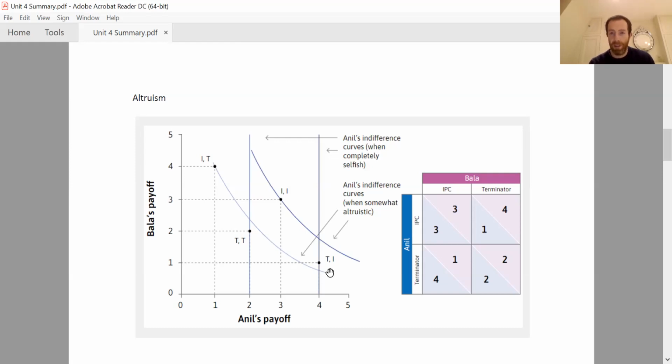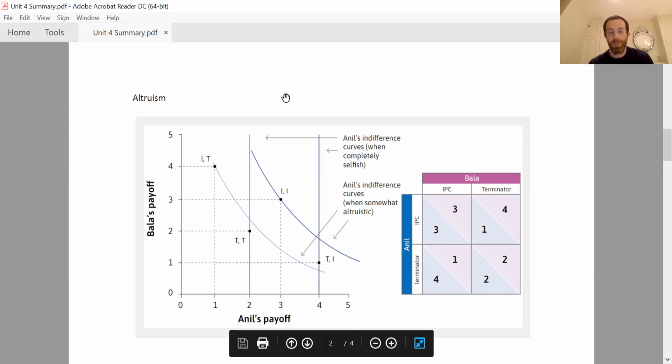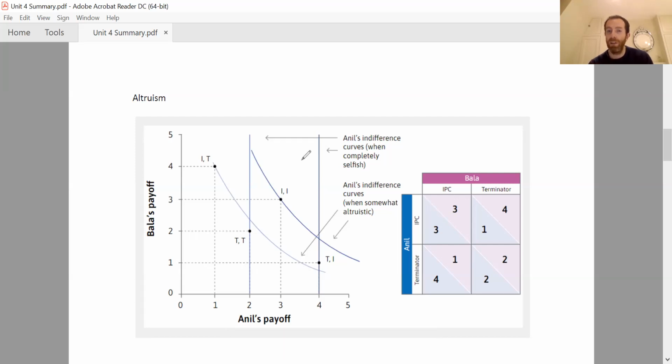But what this example shows us quite nicely is that if we remove ourselves from this idea that the players are completely selfish, then the outcomes of a game could be different. So what this graph here does is it maps out the payoffs in all the 4 different scenarios.